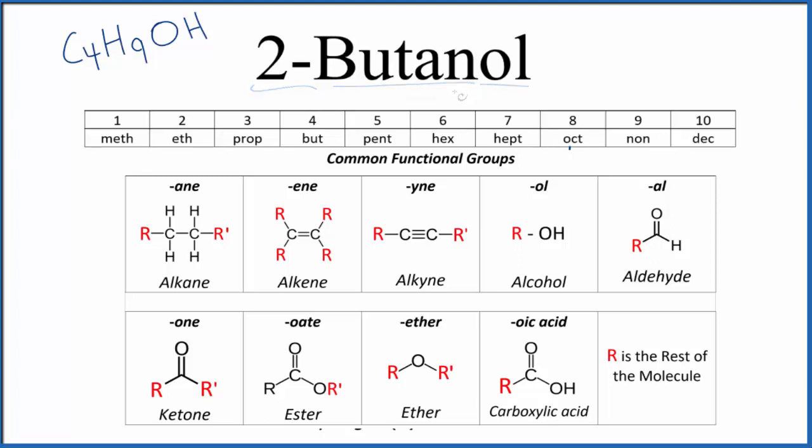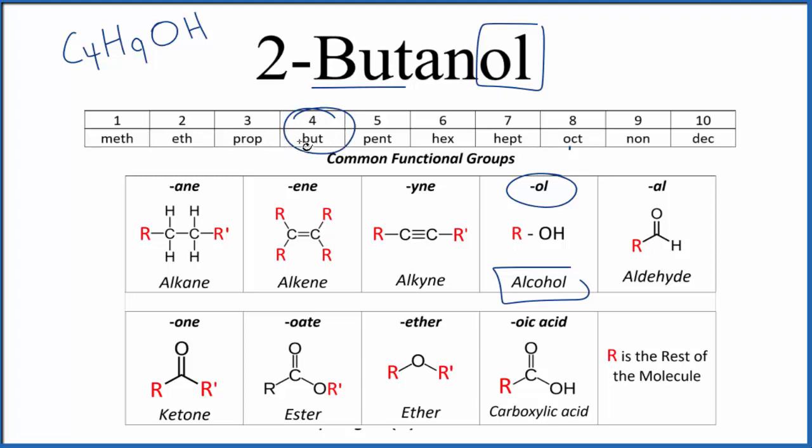Let's do that. So we can see it ends in OL. That tells us that we're going to have an alcohol. We're going to have a carbon bonded to an OH group. So when we write the chemical formula, the molecular formula here, the OH goes on the end to help us see that this is an alcohol. So we have our alcohol, and in the but right there, that tells us that we'll have 4 carbons. That'll be the longest chain.